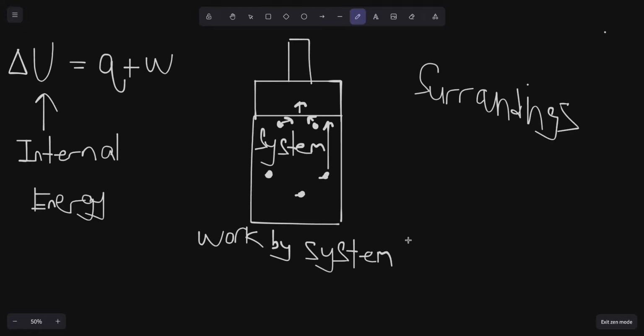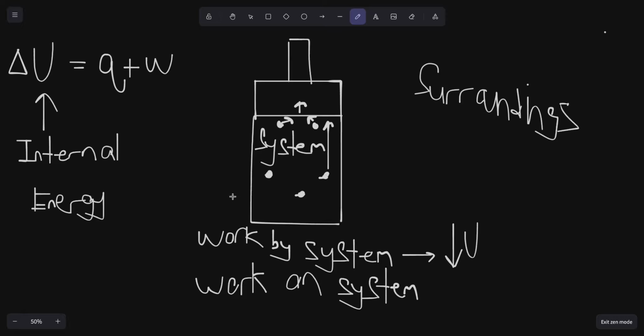Now what's happening when the work is done by the system? The system is using some of its energy in order to move this piston up. So as a result, the internal energy will decrease. Meanwhile, if work is done on a system, right? So let's say instead of the gas particles pushing up on the piston, it was the piston pushing down on the gas particles. So work is done on the system by the surroundings.